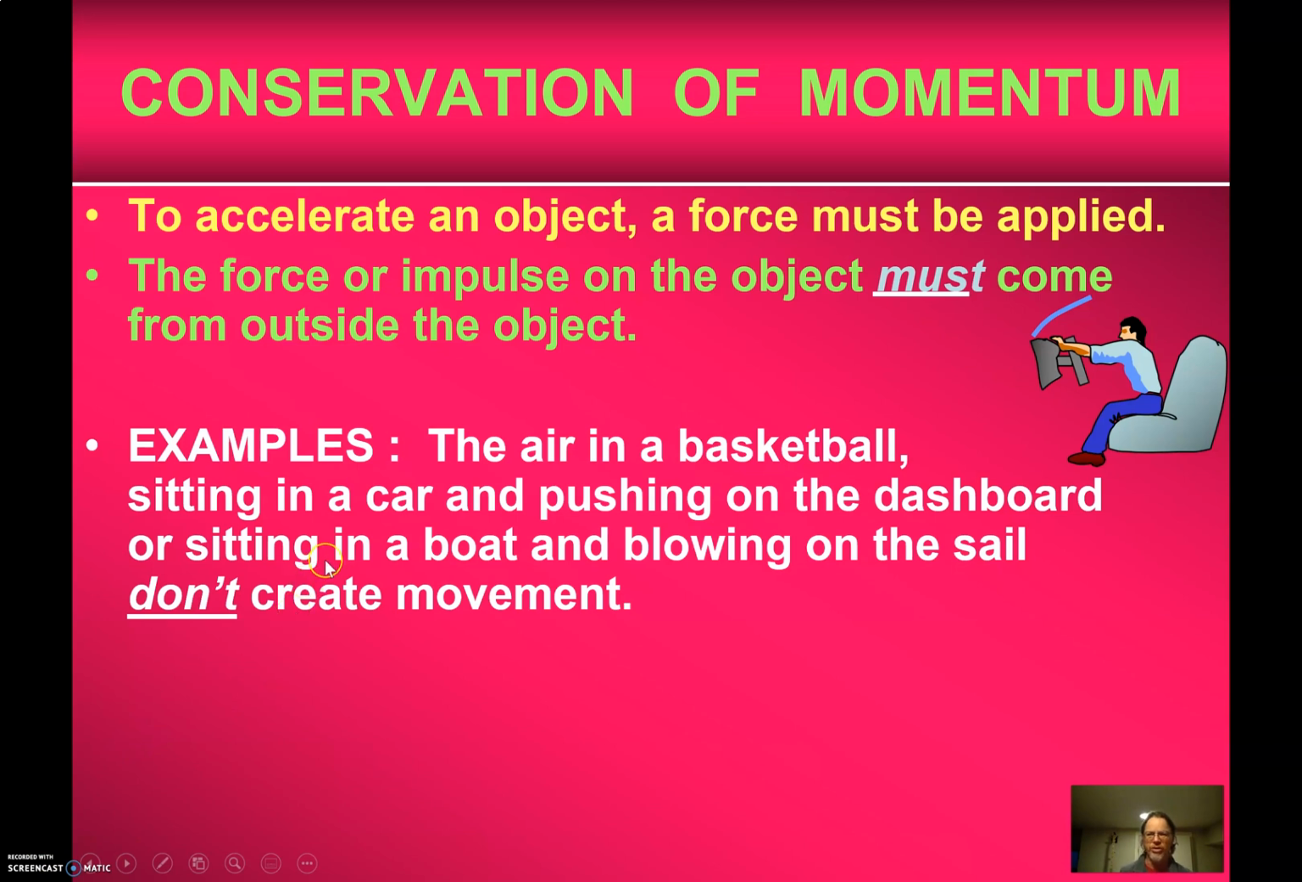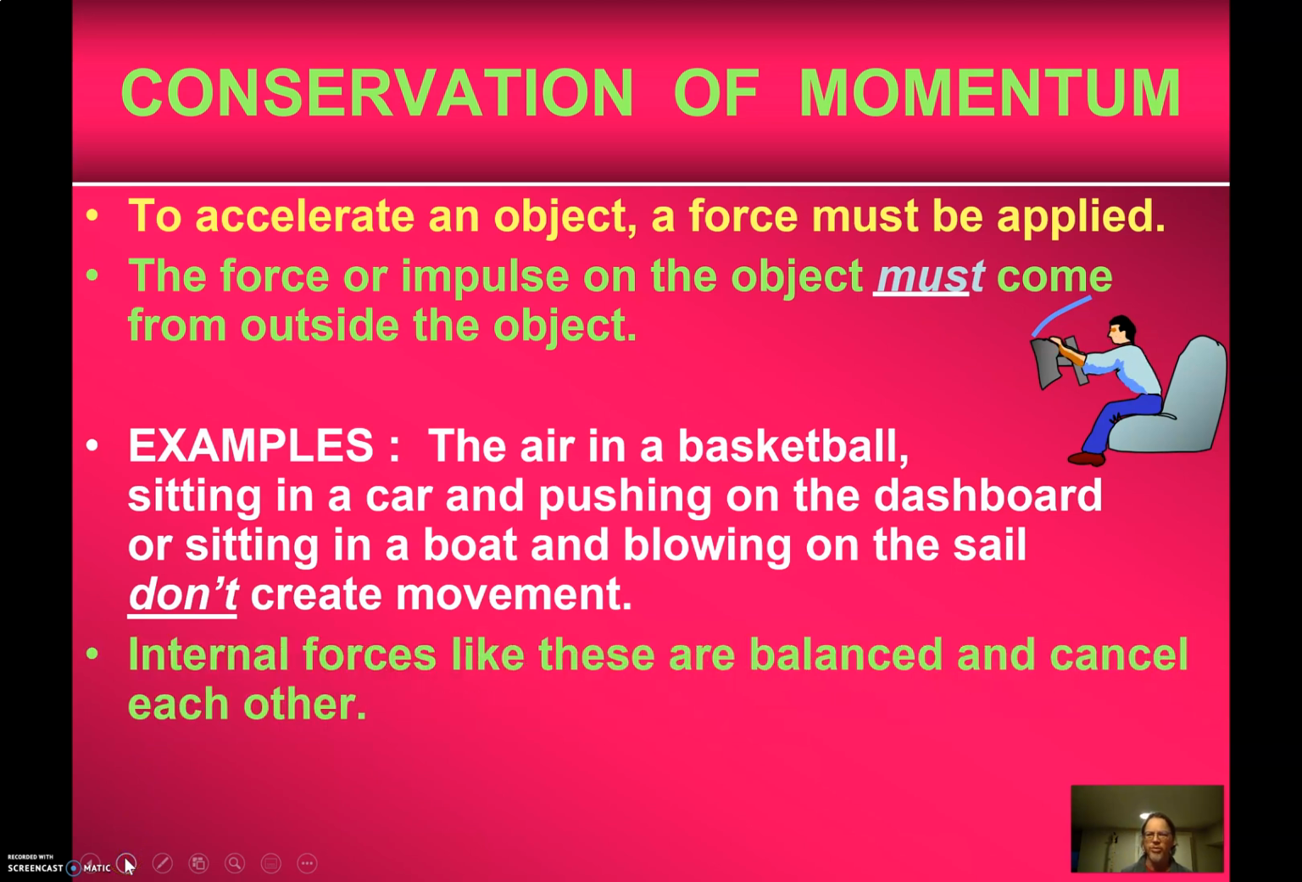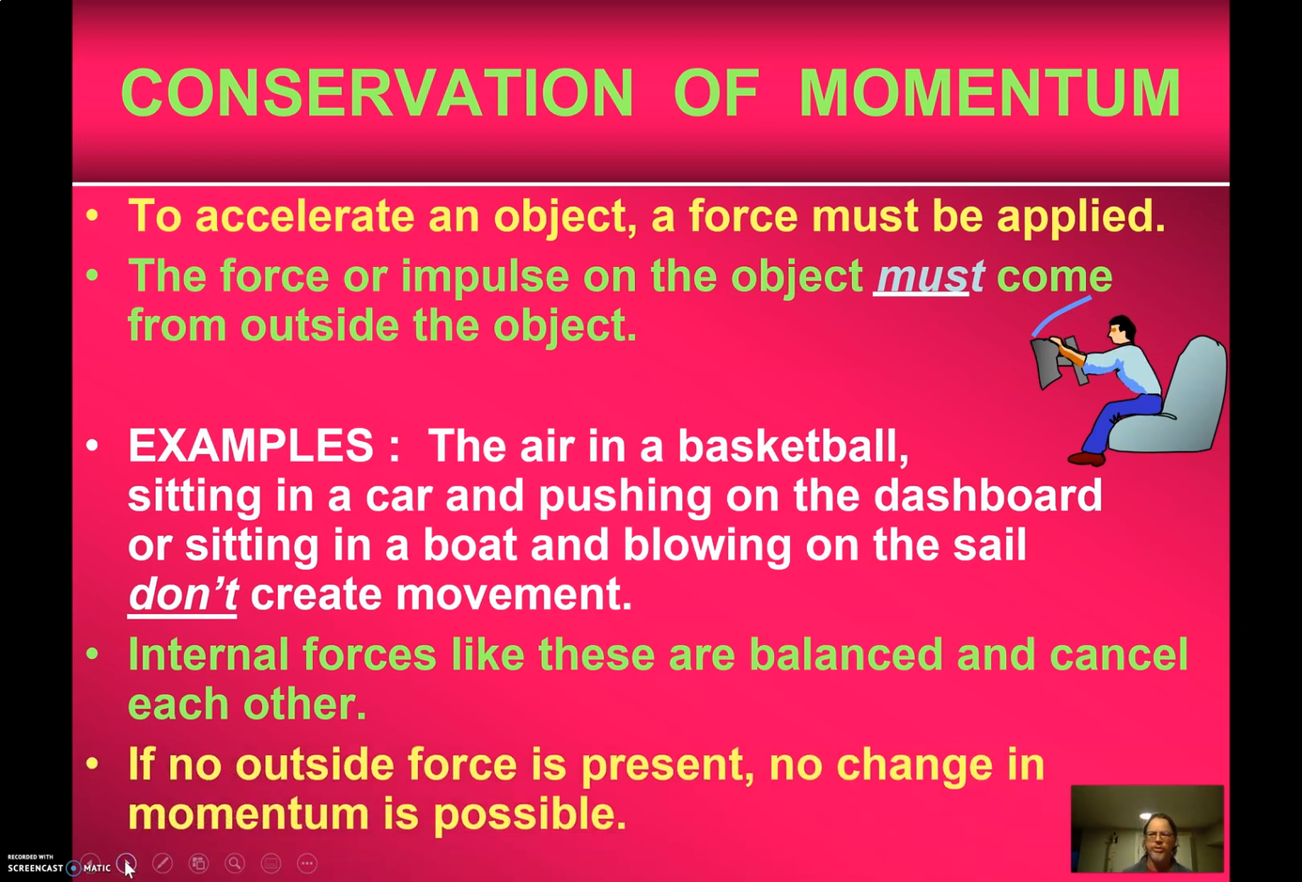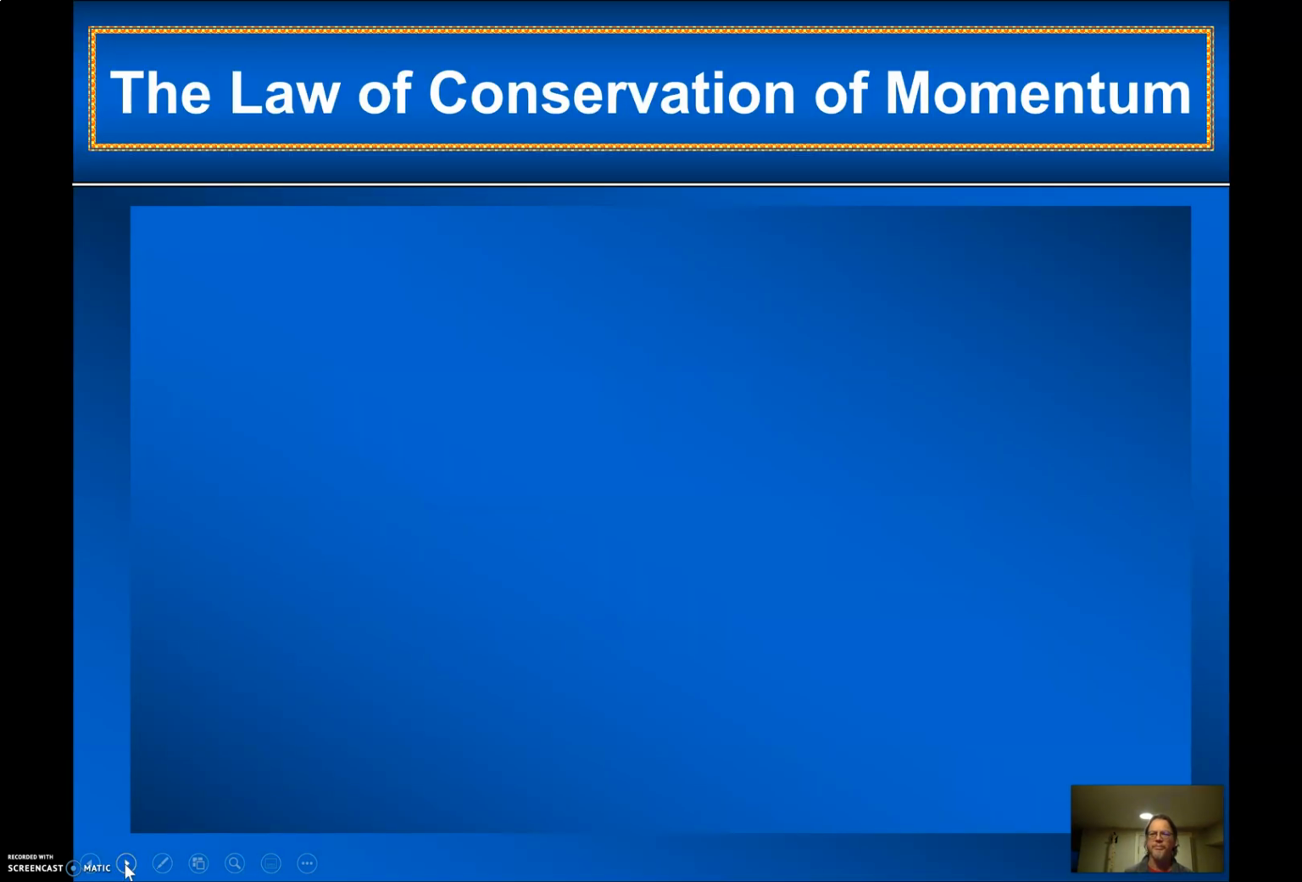Or you sit in a boat, you can jiggle around, but you really don't make it go anywhere. So we need an external force to make this impulse to cause a change in momentum. So internal forces are balanced and they cancel each other out, but external forces are from the outside of that car, like the wheel pushes road, road pushes wheel. So if no outside force is present, there's no change in momentum. Can't happen. That's a law of conservation of momentum. So the only way to have a change in momentum is have a net external force acting on it for a period of time. Okay?